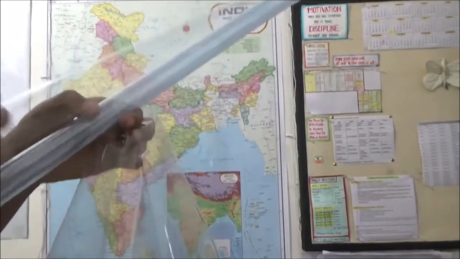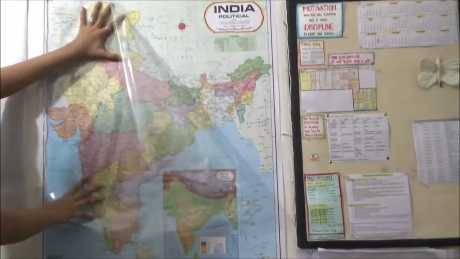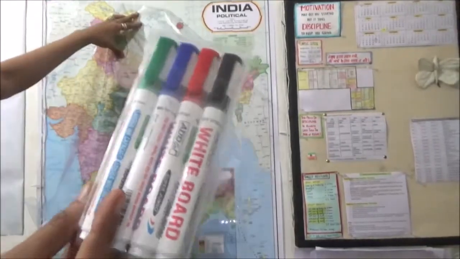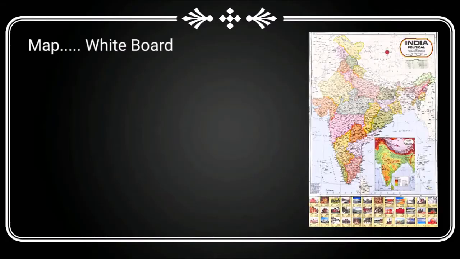It is laminated one, but the people who have paper map, they can use this kind of a plastic transparent sheet and they can cover their map, and we can use this whiteboard markers to practice. So now the map which we have pasted on the wall, it almost acts like a whiteboard, and we can practice n number of things on it. So here I'll be showing few things which I practice on it, and you can try a lot many more.